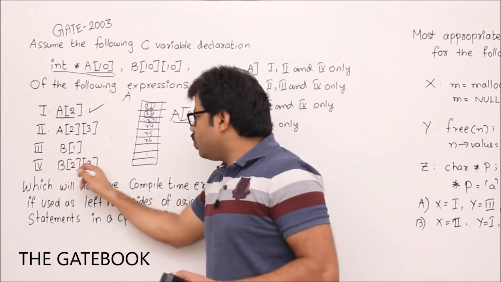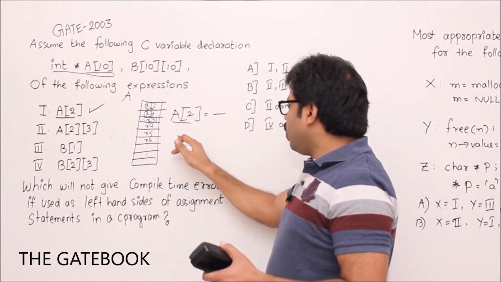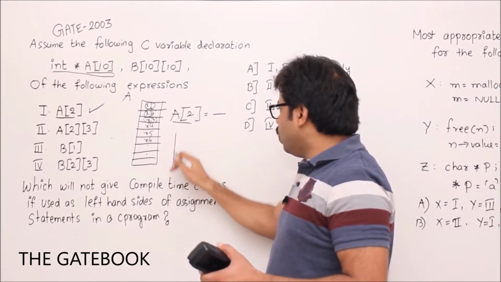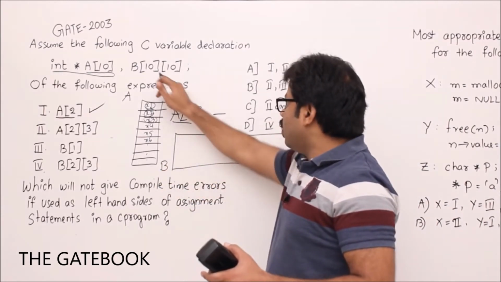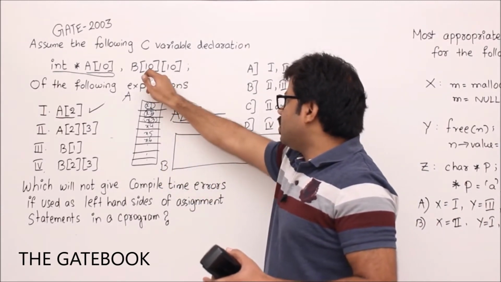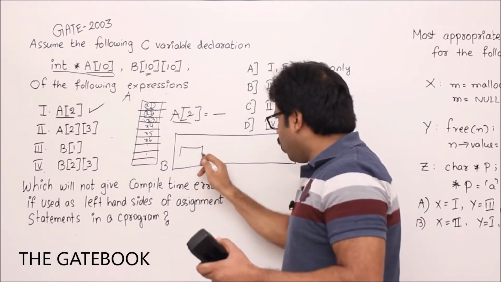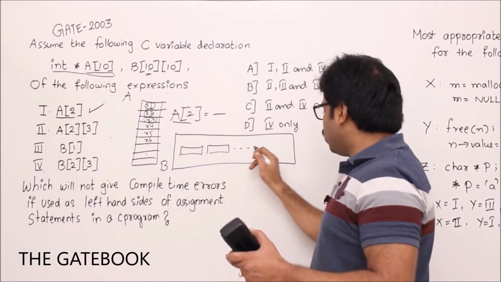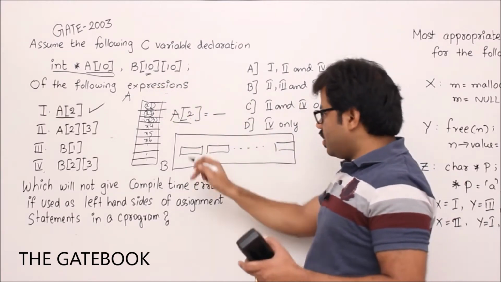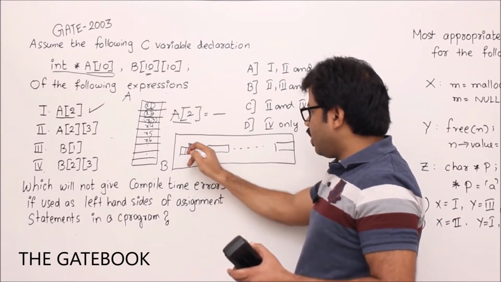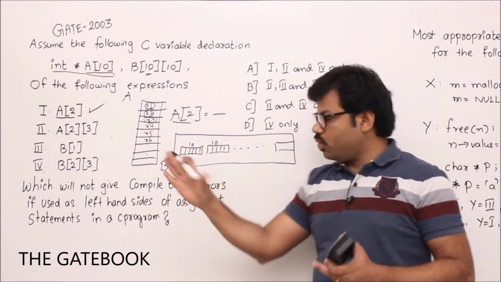What is b[2][3]? What is b? B is a two-dimensional array, right? So how to imagine a two-dimensional array? Already I told you. This is your b, and there are two dimensions, one is 10, second one is 10. This 10 means there are 10 rows: row number 1, row number 2, row number 3. I don't show all, but there are 10 rows. Each row again has 10 memory locations. You have such 10 rows.